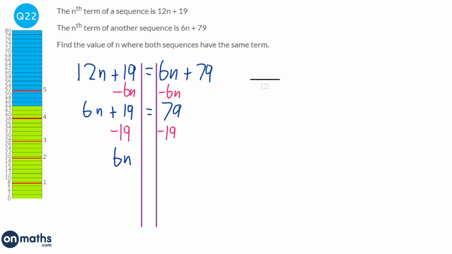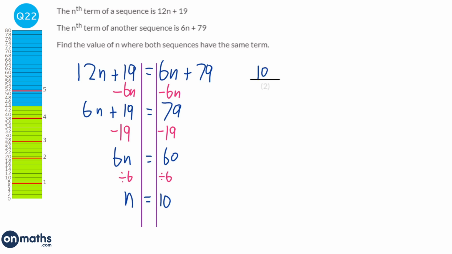And so we've got 6n equals 79, take away 19, which is 60. And finally, we just divide by 6. And so that'll be n equals 10. So the value of n is 10.